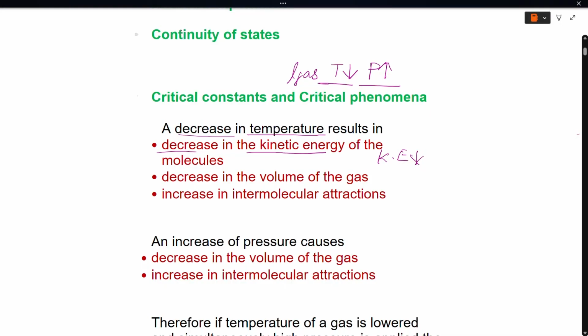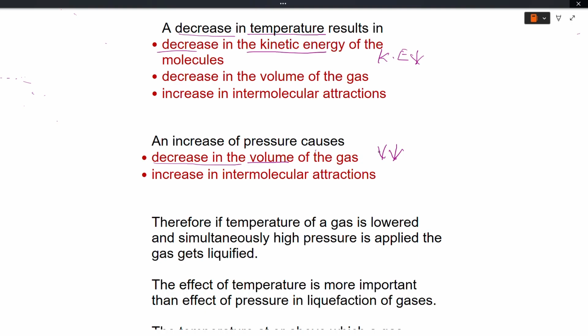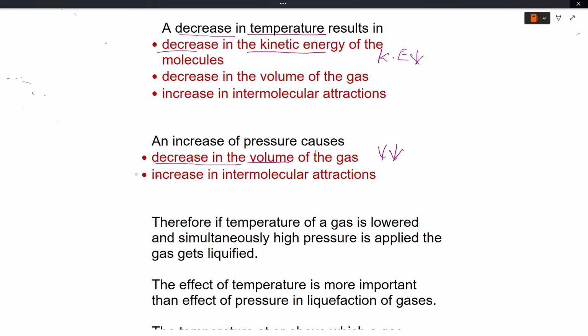Next, we have to increase the pressure. When we increase the pressure, there is a decrease in volume. That is the same effect we got when we decreased the temperature. When volume decreases, naturally the molecules come closer and there is an increase in intermolecular attractions. So, these two factors, decrease in temperature and increase of pressure, both together make the molecules come closer, the intermolecular force of attraction increases and the gas gets liquefied. So, these are the main two factors.